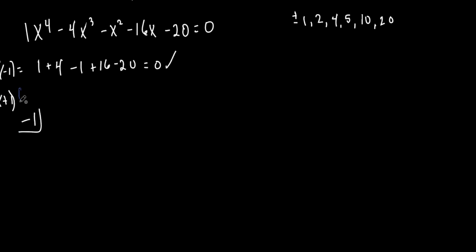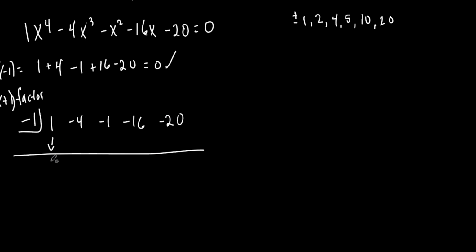A lot of times I like to actually write this down. I like to write the factor. So let's find out how many times does negative 1 divide into this. Well, not negative 1, but x plus 1 divide into this. So I put a minus 1, put your coefficients. So I got a 1, a negative 4, a negative 1, a negative 16, and a negative 20. All right, let's do the math. Everybody likes this now, right?